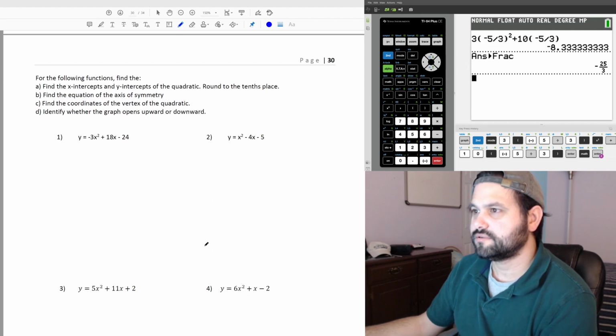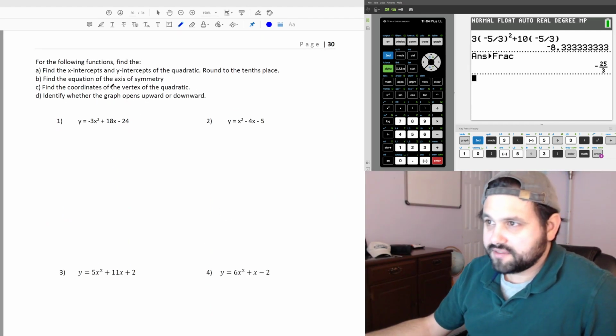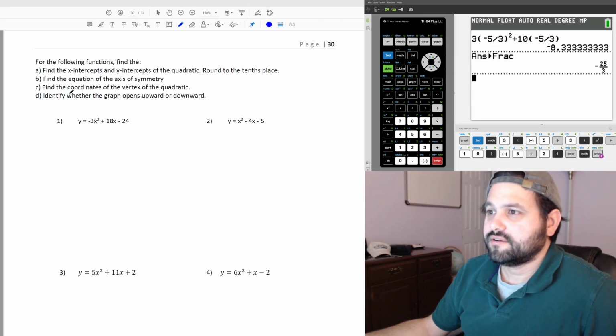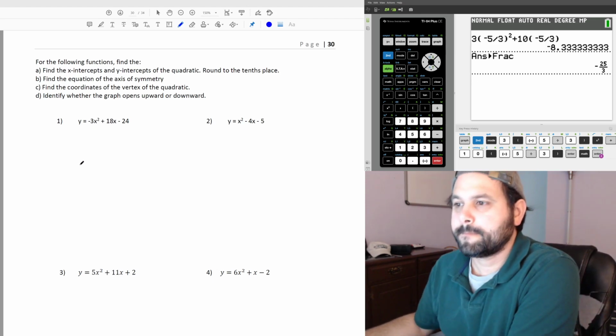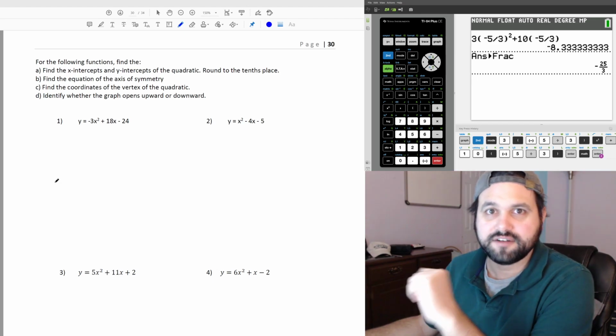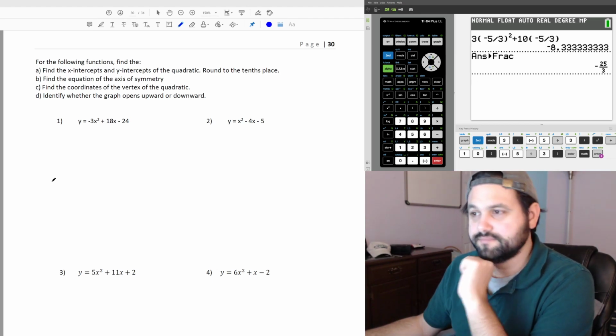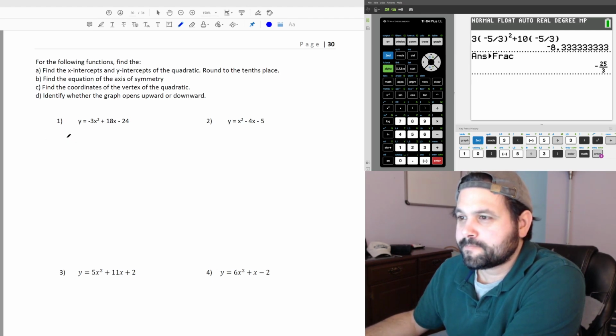Next page, we are going to find the x and y intercepts, find the equation of the axis of symmetry, find the coordinates of the vertex, and up or down. So same stuff, we're just not really graphing it anymore, okay? So again, I would ask you guys to pause and try it yourself and then check how you did, because I'll just go through and work through these now, okay?